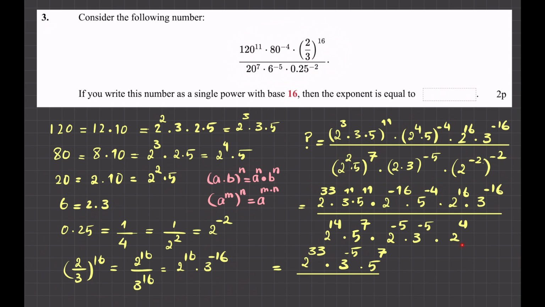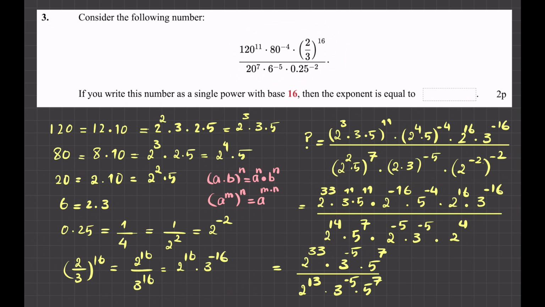So you see 2, 2, and 2. I have 14, minus 5, and 4. The bases are the same. I add the exponents. 14 minus 5 is 9, plus 4 is 13. So it becomes 2 to the power of 13. Yes, multiplied. What about 3? 3 is alone, by the way, so I just copy and paste that one. 3 to the power of minus 5. And what about 5? 5 is also alone.